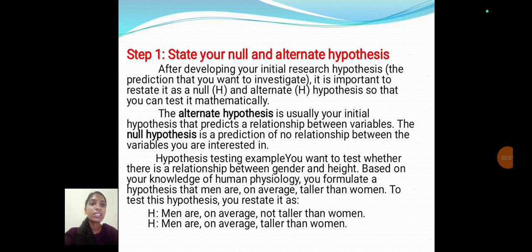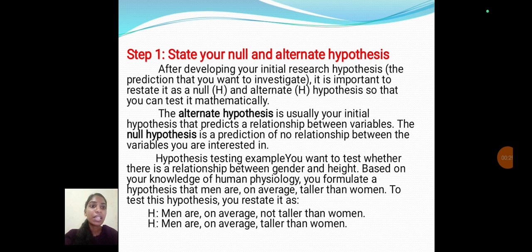Step 1. State your null and alternative hypothesis. After developing your initial research hypothesis, it is important to restate it as a null and alternative hypothesis so that you can test it mathematically. The alternative hypothesis is usually your initial hypothesis that predicts a relationship between variables. The null hypothesis is the prediction of no relationship between the variables you are interested in.